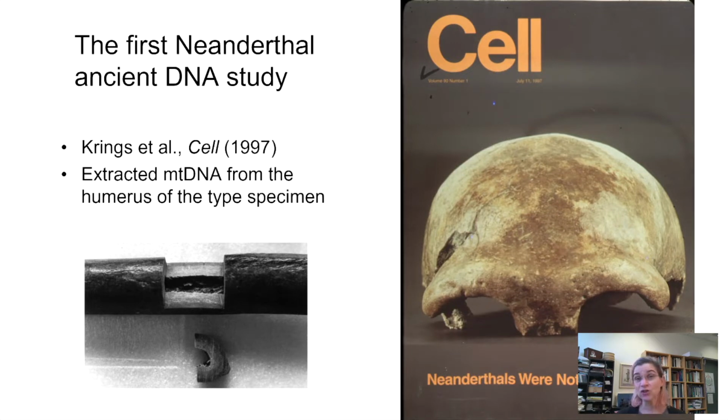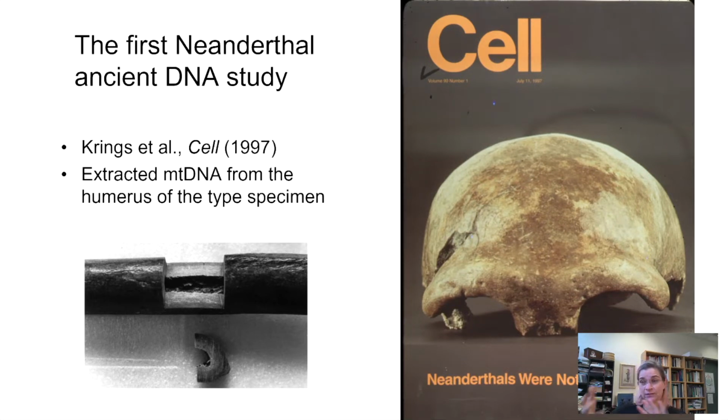They actually took a saw to the type specimen of Homo neanderthalensis. These are the fossils that were found in 1856 in Neander Valley. Okay. Look at that. As a paleontologist, it makes my heart bleed. Anyway. They sawed this open, they ground down the bone, and they were able to extract, amazingly enough, mitochondrial DNA. This was a huge thing at the time because it was technologically really difficult.